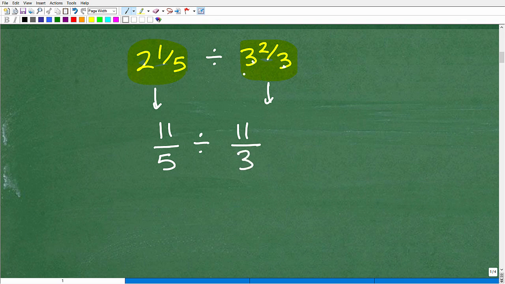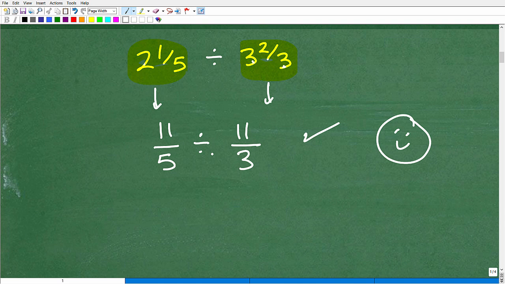All right, so if you were able to do this, I would say very good. Give yourself a little happy face. You're on the right track. Okay, now we have to go ahead and finish up. So the first order of business was dealing with these mixed numbers, writing them as improper fractions.